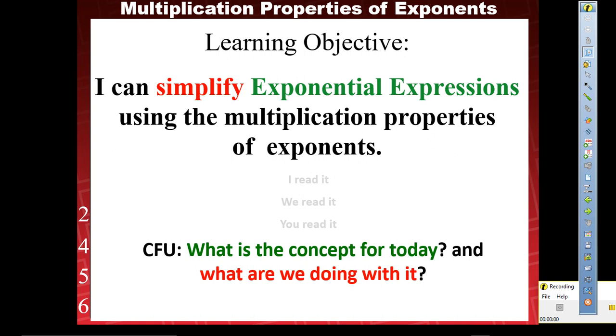Our objective for today: I can simplify exponential expressions using the multiplication properties of exponents. Read together, 1, 2, 3. I can simplify exponential expressions using the multiplication properties of exponents. So what is our concept for today? Tell your neighbor what to write in the Frayer model. What's our concept for today?